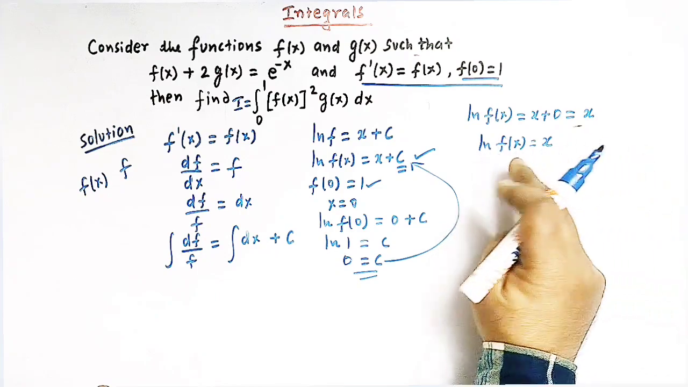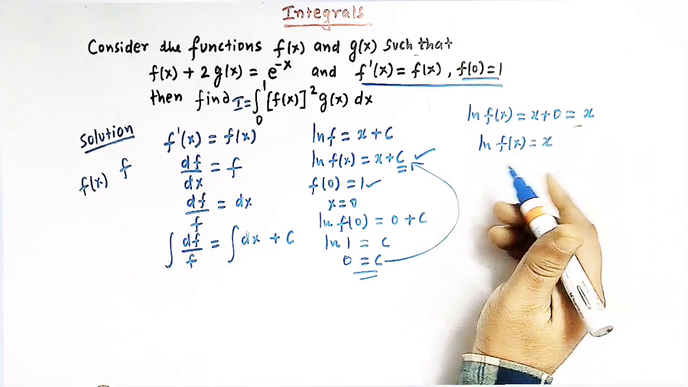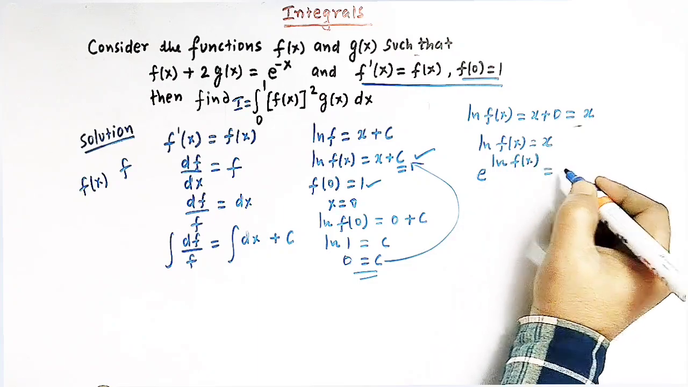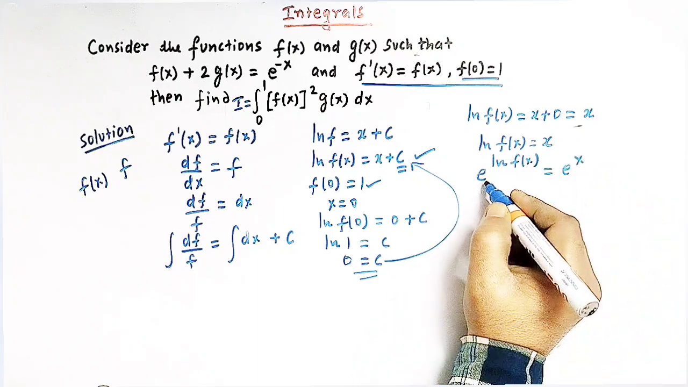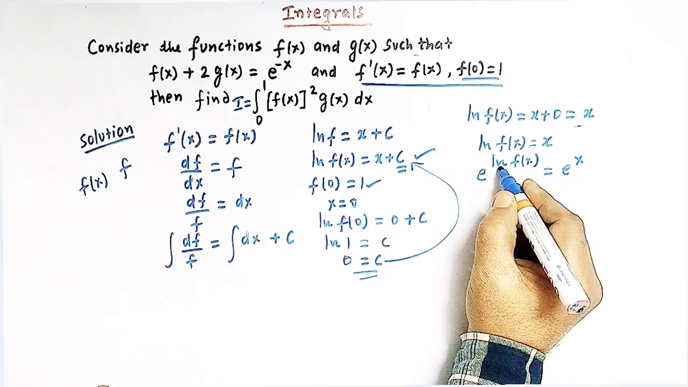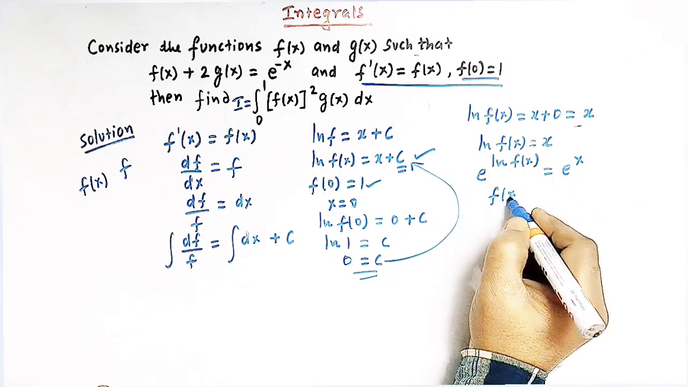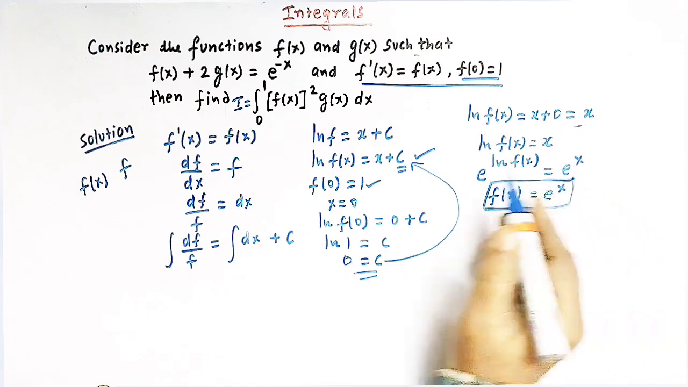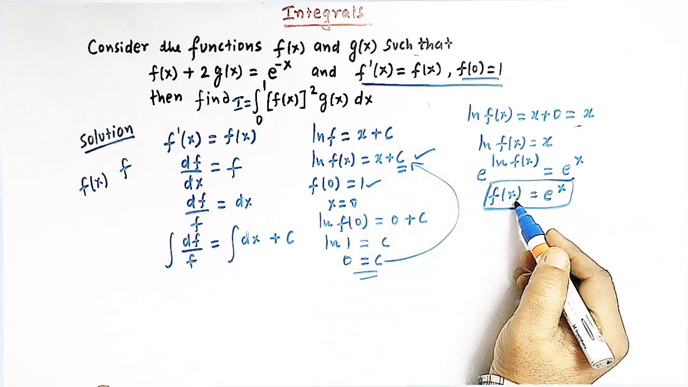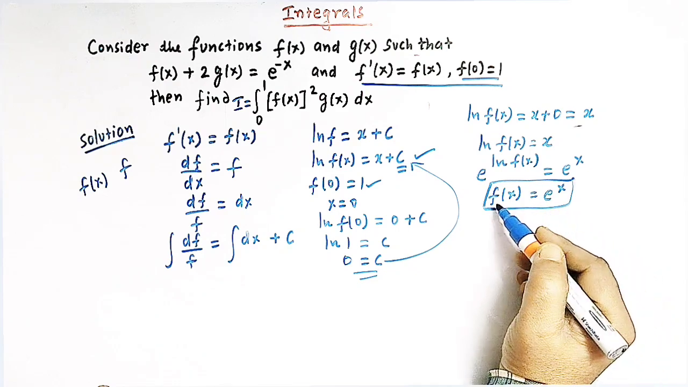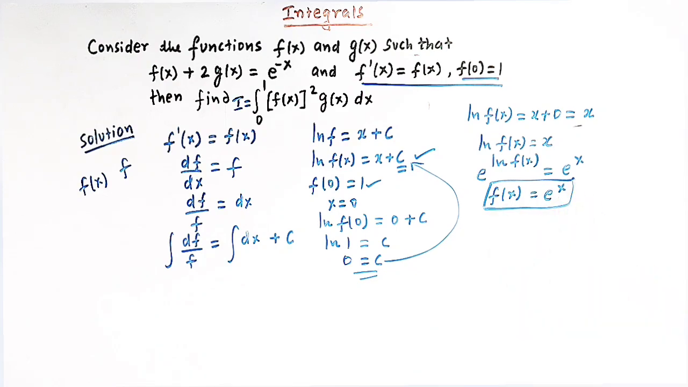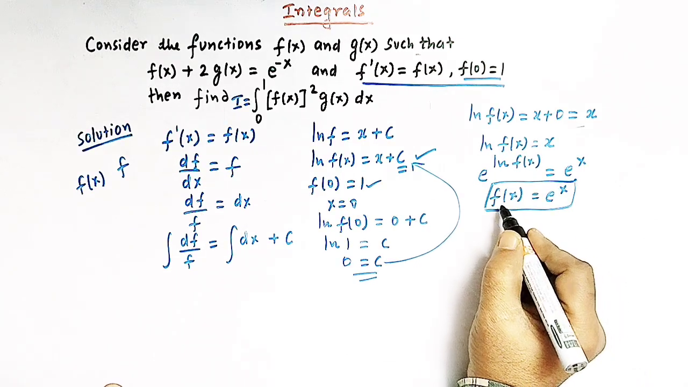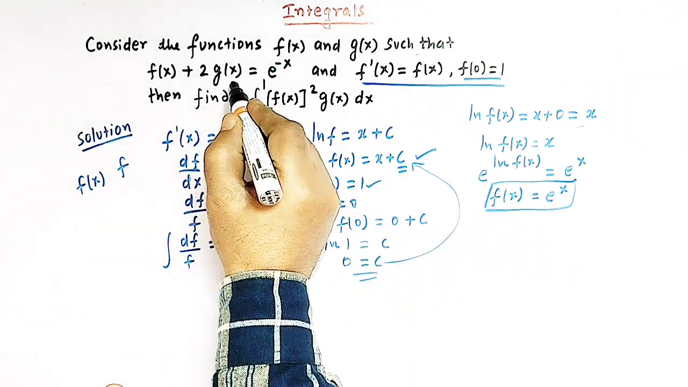Now taking the exponential of both sides, we have e raised to natural log of f of x is equal to e raised to x, and e raised to natural log of f of x is simply f of x, that is equal to e raised to x. So the function f of x is an exponential function, f of x is equal to e raised to x.